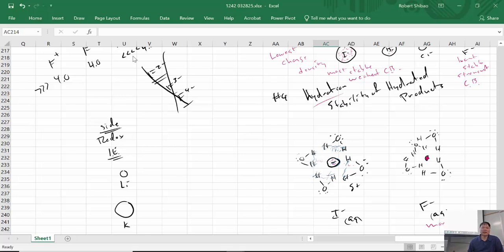Which one has a lower ionization energy? Which one has a higher ionization energy? Yeah, lithium has a higher ionization energy. If lithium has a higher ionization energy, is it easier to take an electron off or harder? It's harder to take an electron off lithium than it is potassium.